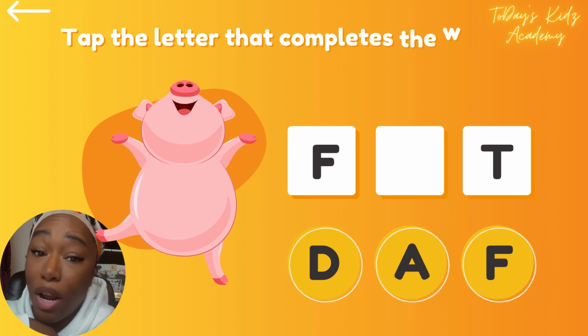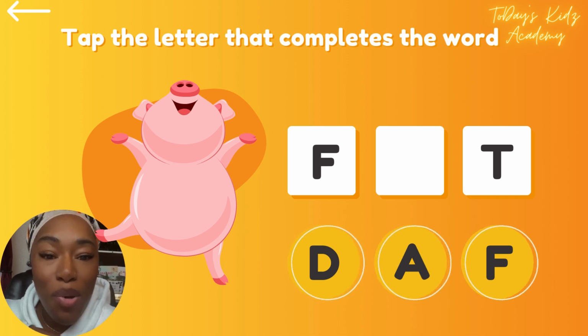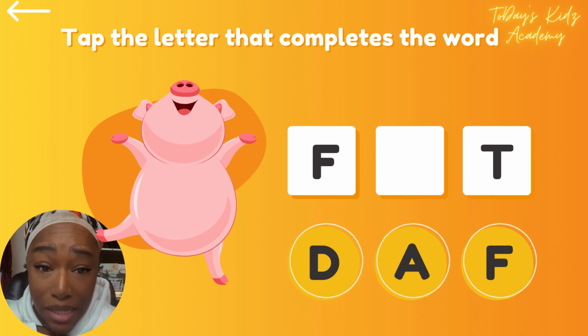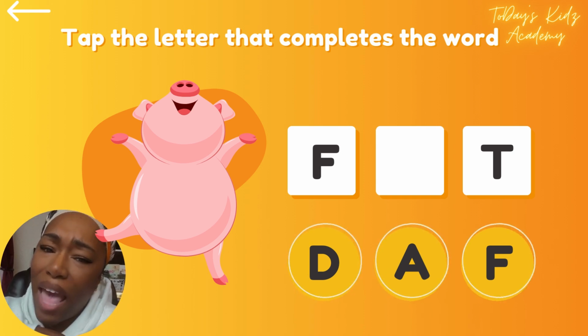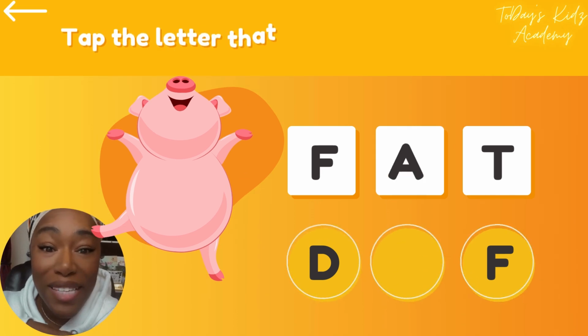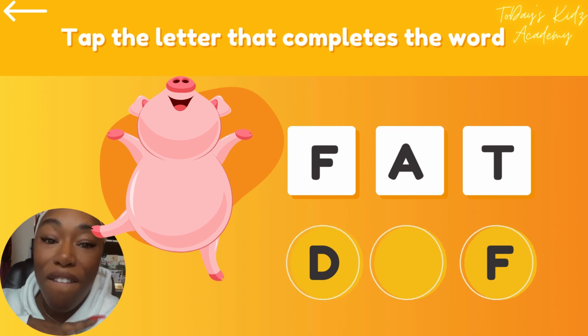Tap the letter if you know this word. Fat. This word is fat. What letter is missing in fat? At. If you said A, you're right. Fat. F-A-T.